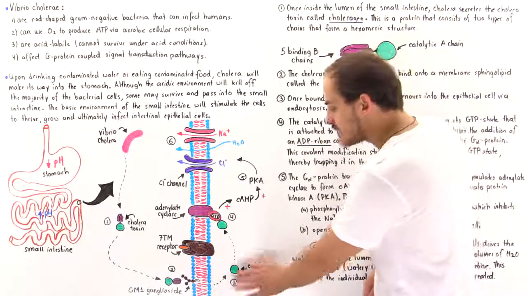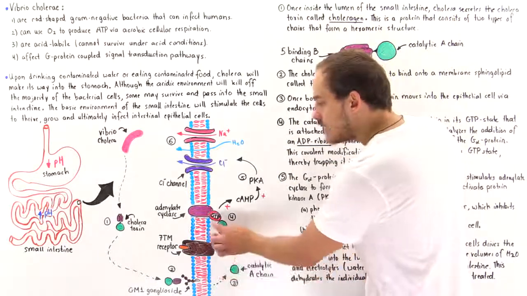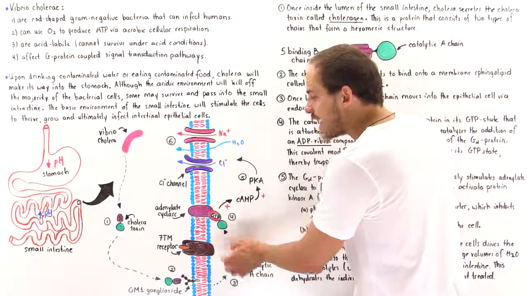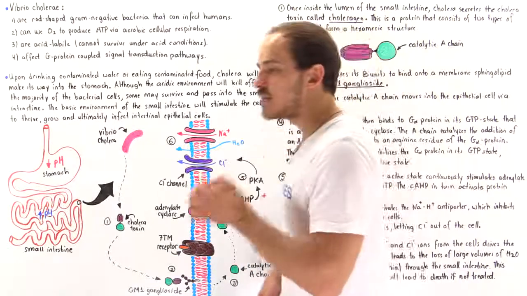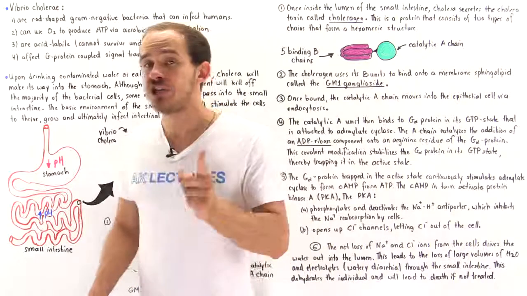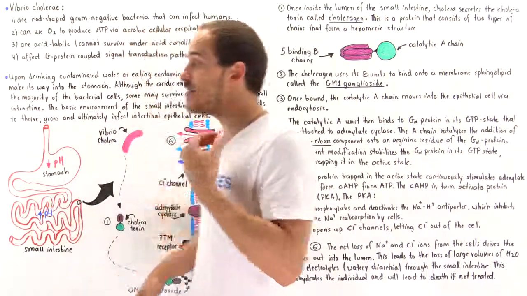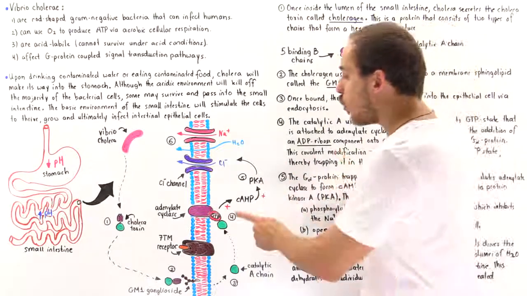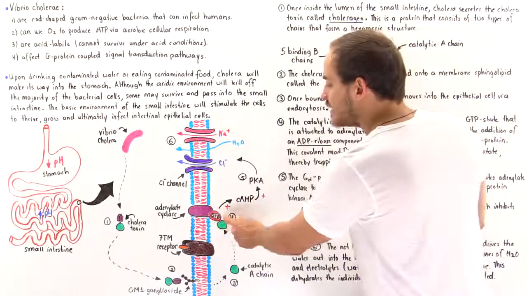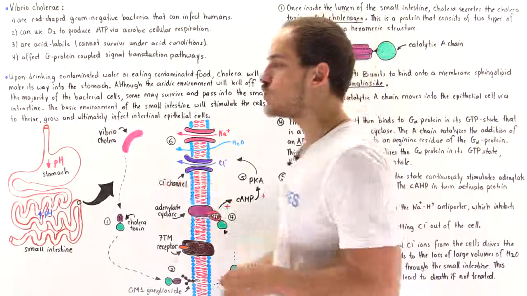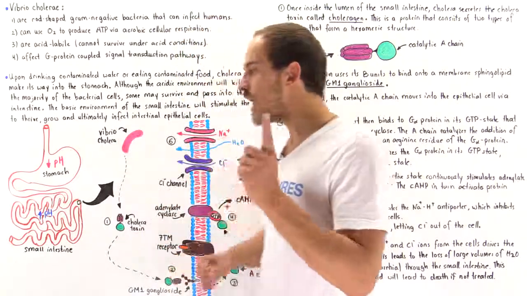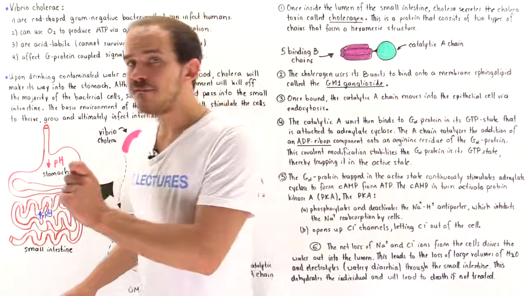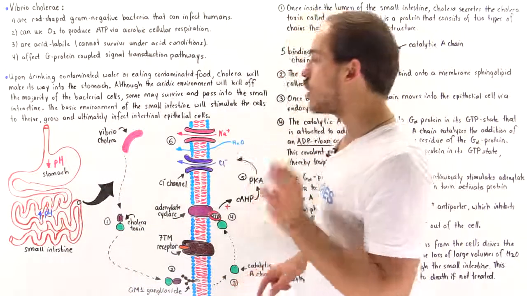Now, in the absence of this catalytic A chain, this G-alpha protein shown in red in the GTP phase actually has a built-in timer. It has GTPase activity, and that means it can turn itself off by using a water molecule to hydrolyze the GTP back into GDP. And remember, when the G protein is in its GDP phase, it is in fact turned off.